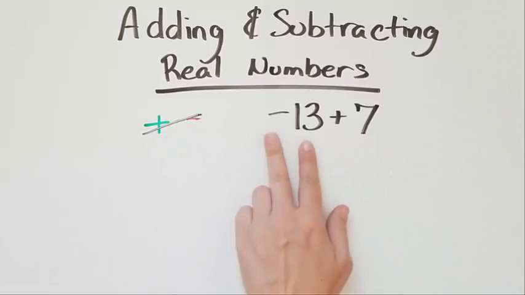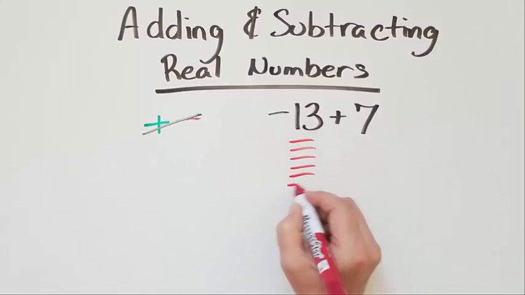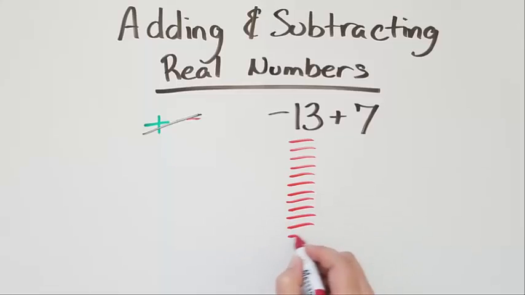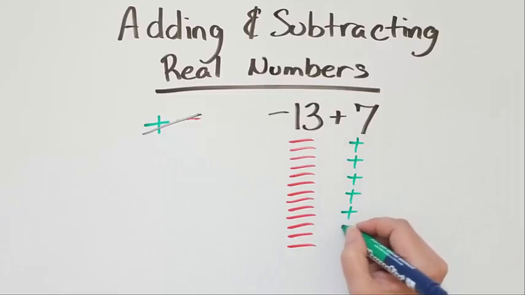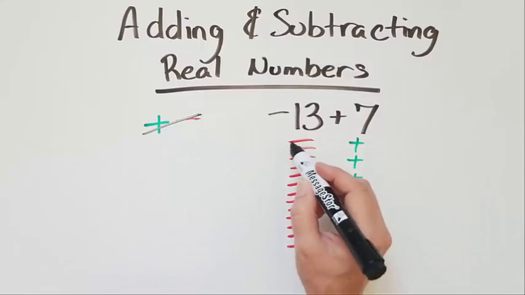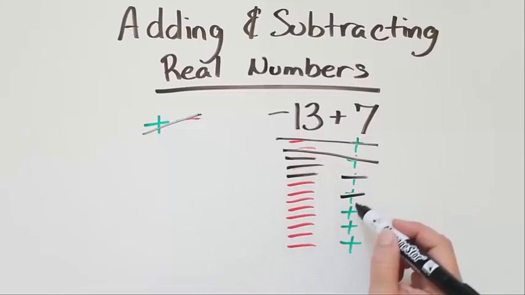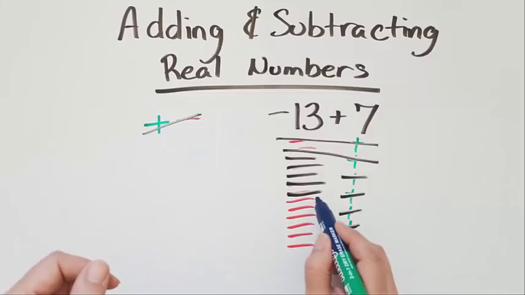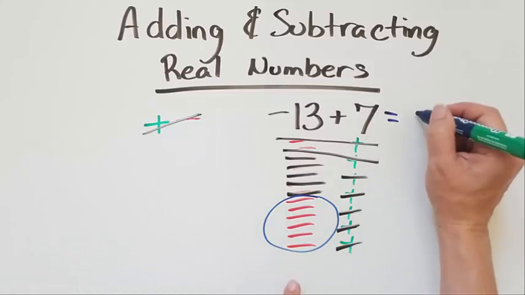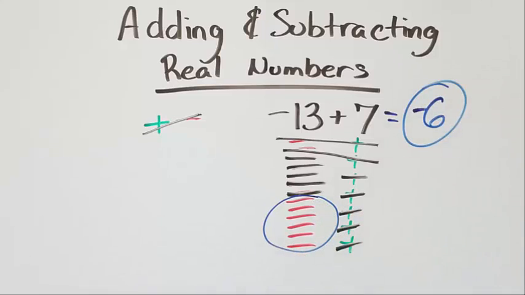Using this same line of thinking, we have -13. So -1, 2, 3, 4, 5, 6, 7, 8, 9, 10, 11, 12, 13. 13 negatives. Plus a positive 7. So here is 1, 2, 3, 4, 5, 6, 7. Anytime you can group a negative with a positive, they cancel each other out. We are left with these, and they're negatives. So our answer is a negative 1, 2, 3, 4, 5, 6. There were 6 negatives, so our final answer is -6.